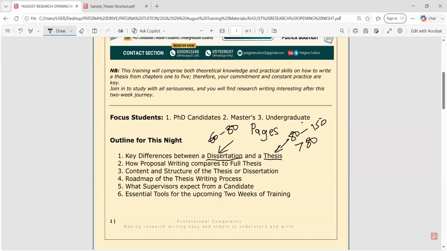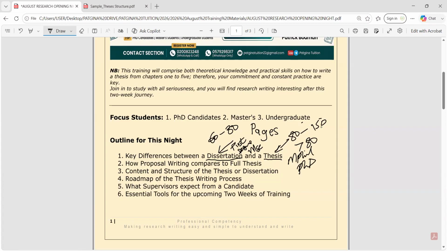Now, most often, those who are doing first degree and those who are doing MSc, they mostly write dissertation. Sometimes some MSc, you don't even write any dissertation. This is because they want you to write between 60 to 80 pages. Okay. When it comes to the thesis, it should be above. So most often those who write a thesis are the MPhil and the PhD candidates.